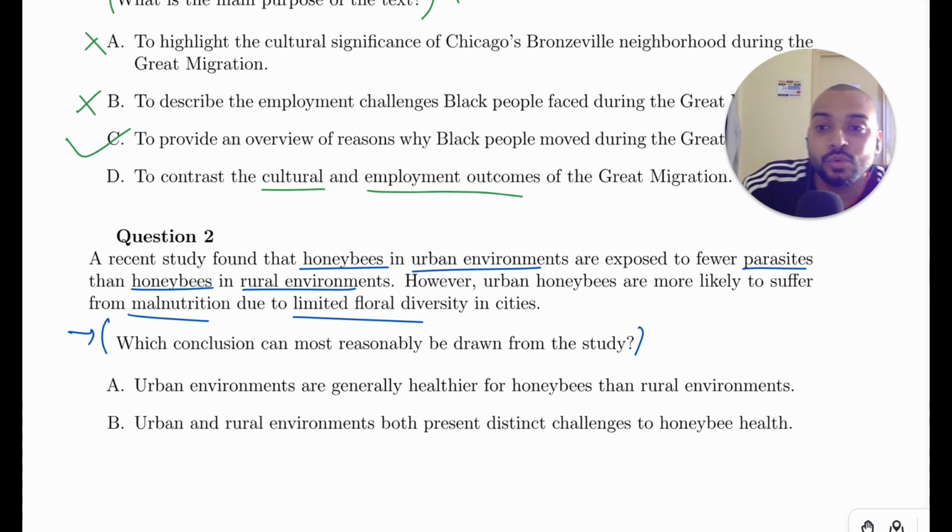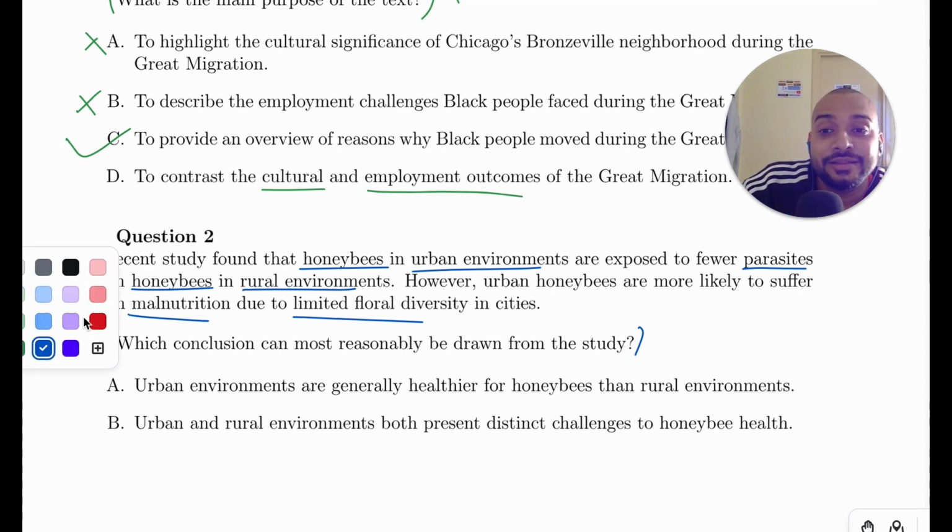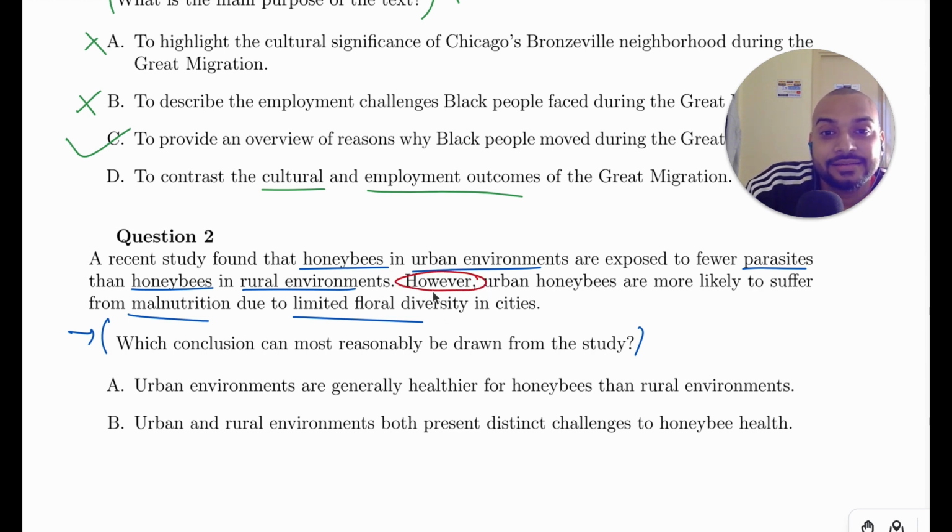But then this word, focus on this word, however. The moment you see this word, however, it should ring a bell that this is something critical, needs to be focused on. However, urban honeybees are more likely to suffer from malnutrition due to so and so reasons. So it's presenting a contrast. So which conclusion can most reasonably be drawn? Let's look at the options.